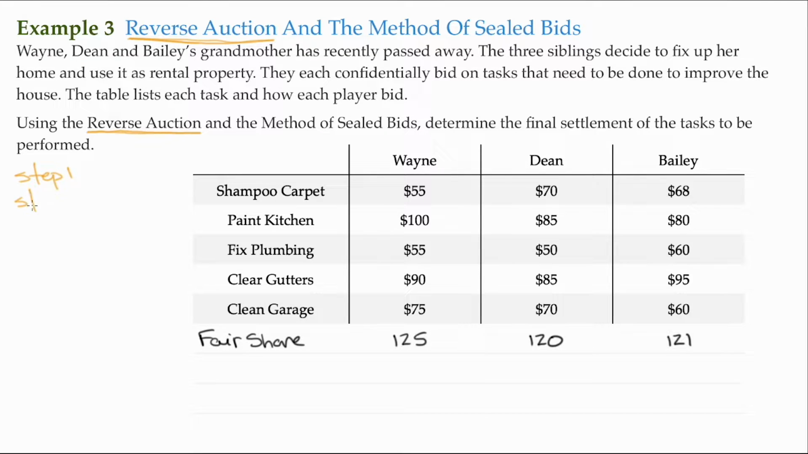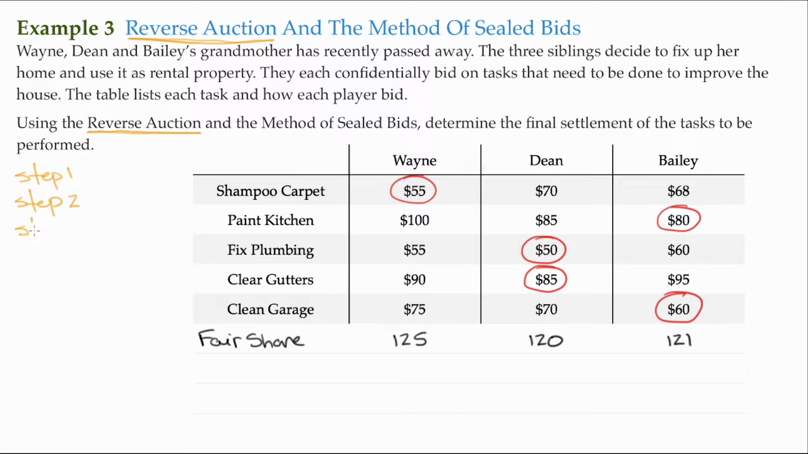So then step 2 is that we're going to determine who has to do what, and that's based upon the low bid. As we go through here for shampooing the carpet, we can see that Wayne bid the lowest. So he's going to shampoo the carpet. Paint the kitchen, we can see right here. Bailey bid the lowest, so Bailey's going to paint the kitchen. Fixing the plumbing, Dean is going to fix the plumbing. Clearing out the gutters, the low bid again, Dean's going to clear out the gutters. And clean up the garage, that low bid goes to Bailey.